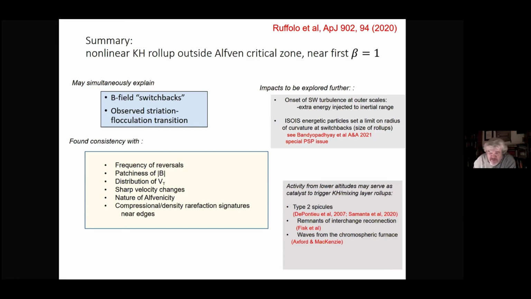And finally, there are various waves from the photosphere, from the chromospheric furnace and so forth, which are mostly at higher frequency and smaller amplitude and probably more homogeneously distributed. And the turbulence amplitude does grow from all sources, but we think that this triggering of the Kelvin-Helmholtz-like dynamics is what is immediately causing these switchbacks and this flocculation. So that's all I have to say now. Remember that here's that reference again to Ruffolo et al. 2020, if you want to see this and even a little bit more evidence for this model there.